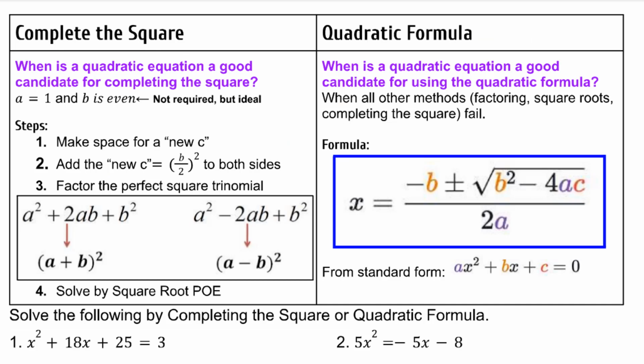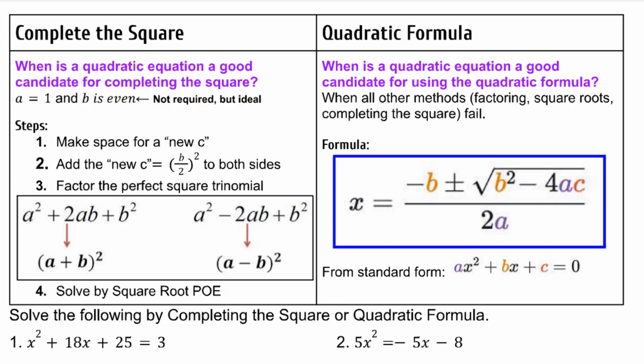This method is called completing the square because you're not given a perfect square trinomial, but you will need to algebraically manipulate the equation so that you have a perfect square trinomial and then factor it to use square root property of equality. Completing the square works on every quadratic equation, but it gets much more complicated when a is not equal to 1 and somewhat more complicated when b is an odd number. So my recommendation for when a quadratic equation is a good candidate for completing the square is when a is equal to 1 and ideally when b is even.